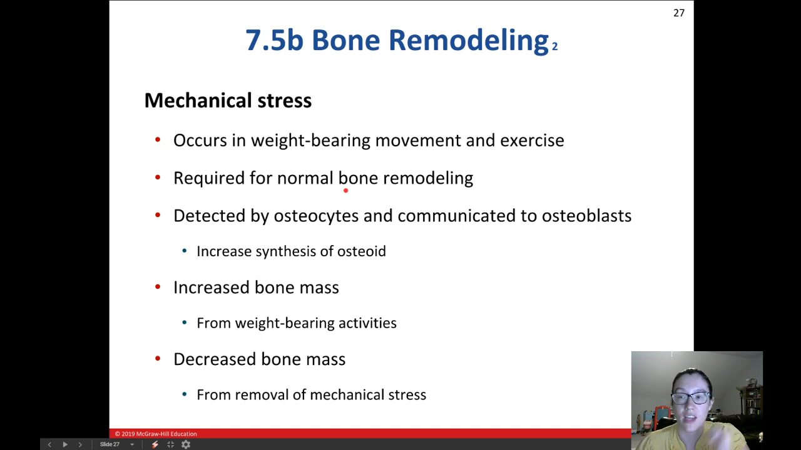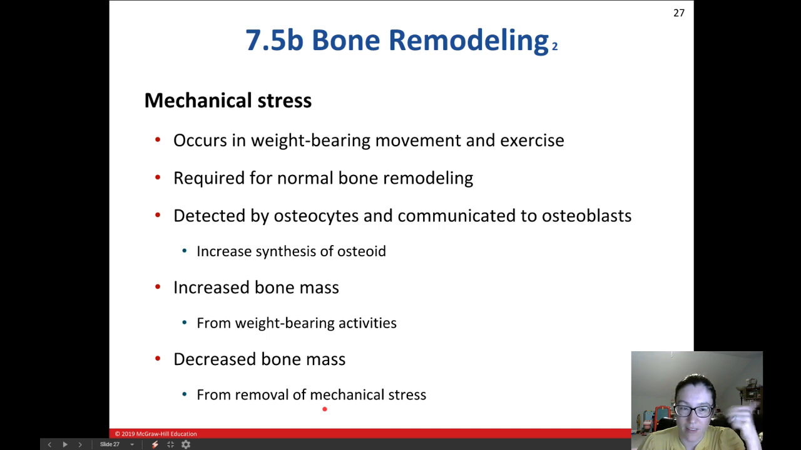Those osteocytes are going to detect that stress, and they communicate to the osteoblasts and tell them, hey, this bone is undergoing stress. It needs to get stronger. And that's going to tell the osteoblast to increase the synthesis of osteoid. So it's going to make more and denser bone. This increases bone mass. So weight-bearing activities help you increase bone mass. This is why astronauts that go up into zero gravity, they don't have this weight-bearing activity anymore. And so they can actually lose a lot of bone mass because their osteocytes don't stimulate the osteoblasts, and they don't synthesize that osteoid.